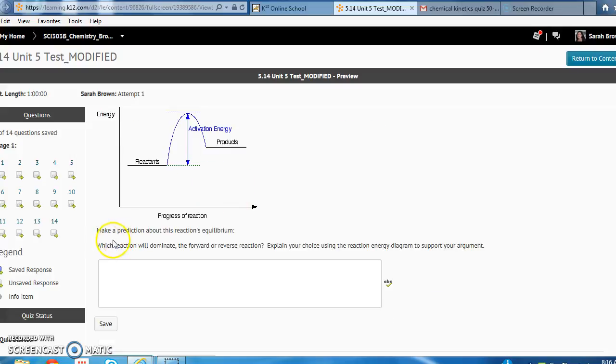And what you should do is make a prediction about the reaction's equilibrium. Which reaction will dominate, the forward or reverse reaction? Explain your choice using the reaction energy diagram to support your argument.